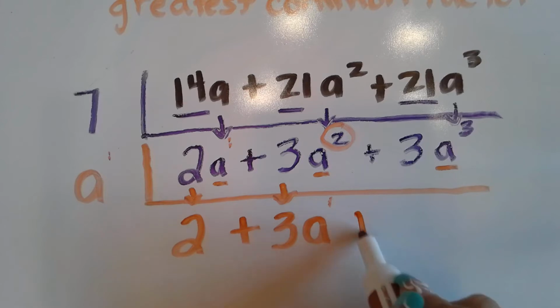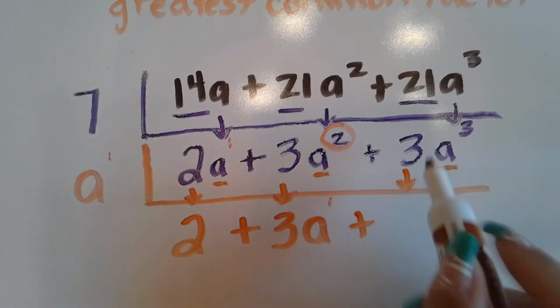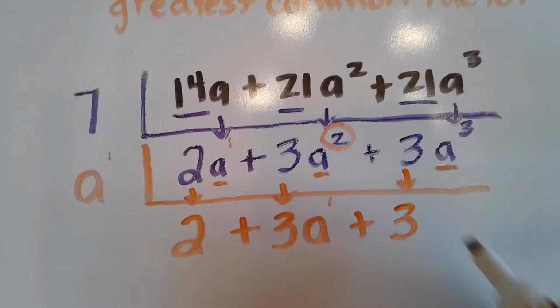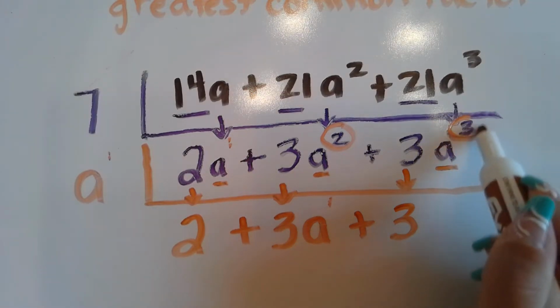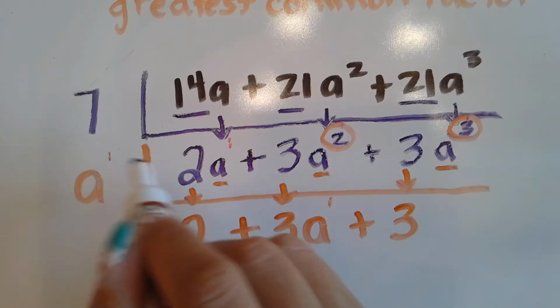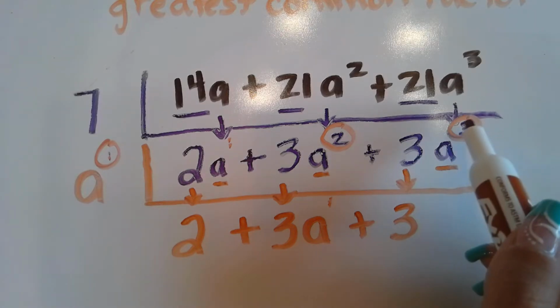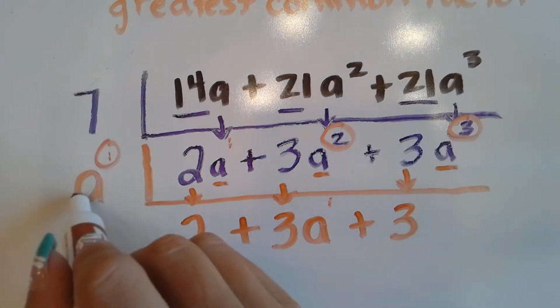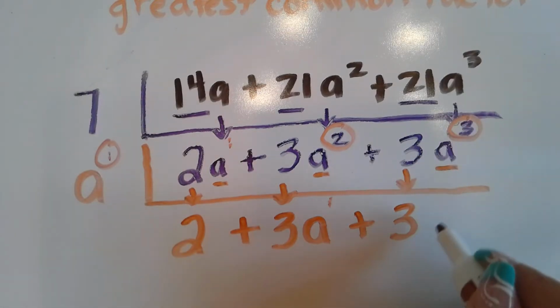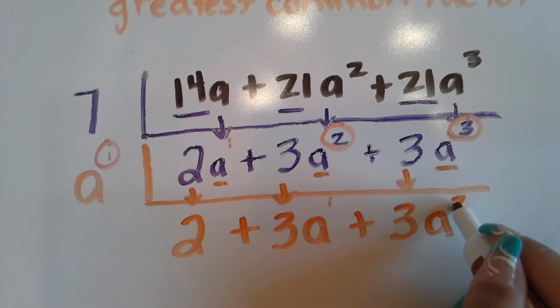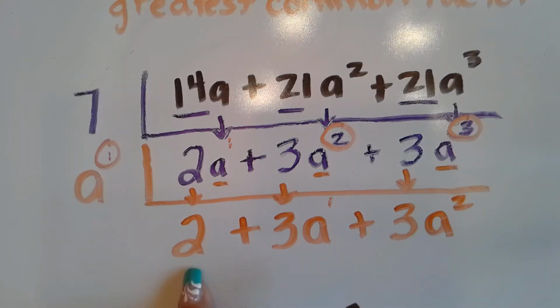And then we're going to look at our third term. Plus, we're not doing anything with this coefficient because we'd already done it up here. 3. So A to the third divided by A to the first. We're going to subtract our exponents, so 3 minus 1 is 2. So it's going to be A squared. And looking back at this, there is nothing similar that we can take out, nothing that they have in common. So we are done. Let's write our final answer.